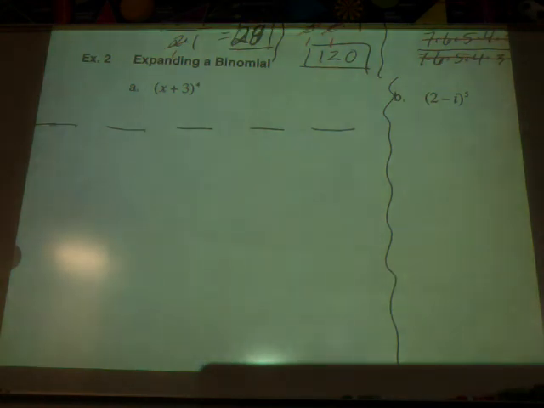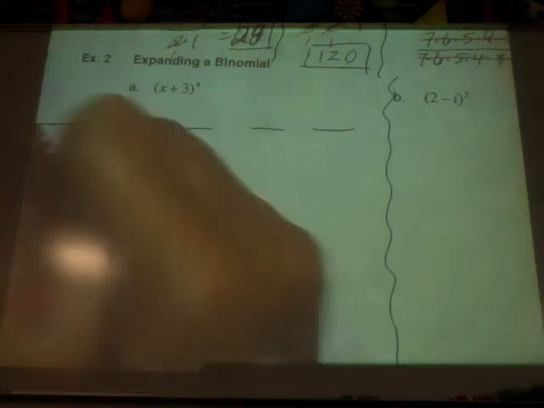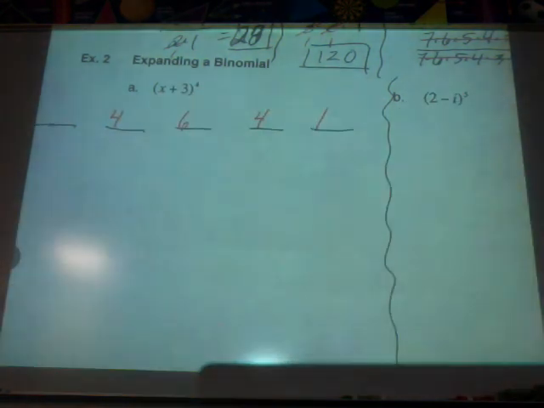And then, do you remember the coefficients from before? It's the 4th row of Pascal's triangle. Isn't it 1, 4, 6, 4, 1? That's the 4th row of Pascal's triangle. We just used it above, right?